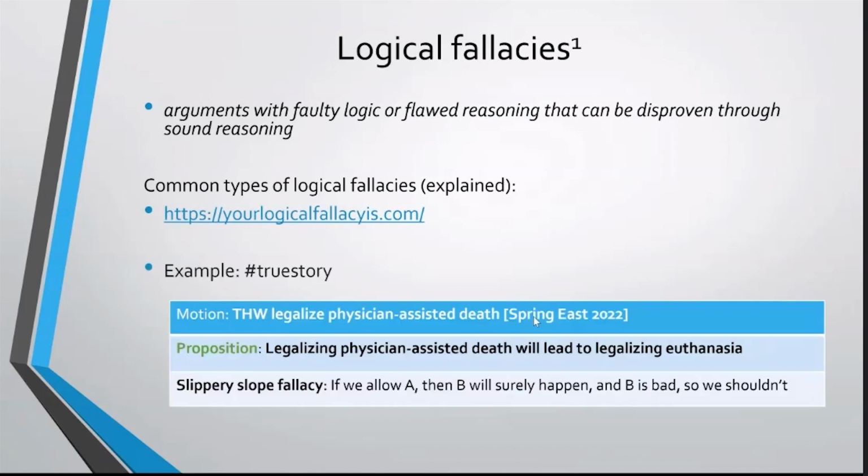And an example, hashtag true story, because that's something that actually happened to my team in a debate. If we have the motion, this house would legalize physician-assisted death, which is something that was given to us by BEST in Spring East 2022. And the proposition makes an argument such as that legalizing PAD or physician-assisted death will lead to, let's say, legalizing euthanasia, right? This is a logical fallacy, and specifically the slippery slope fallacy. So if we allow A, then B surely will happen, and B is bad, so we shouldn't allow A, right?